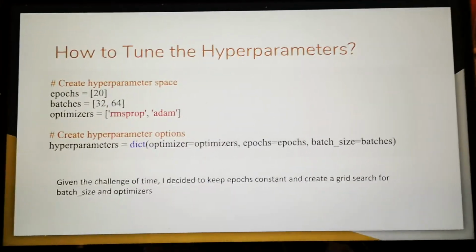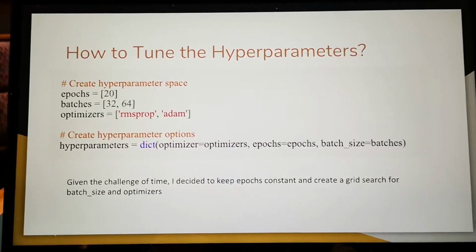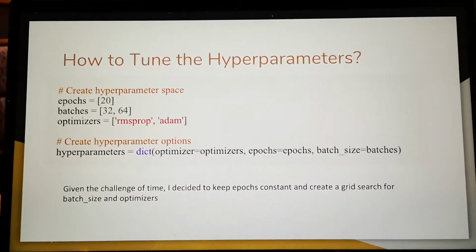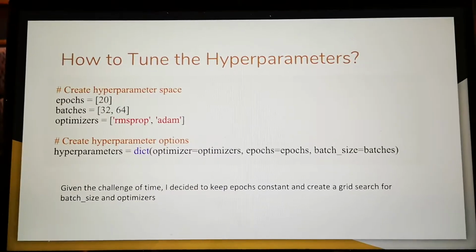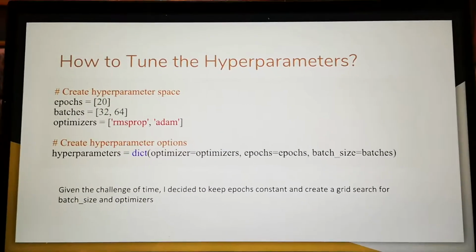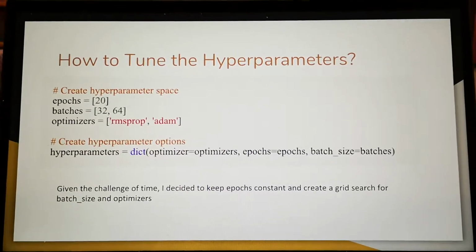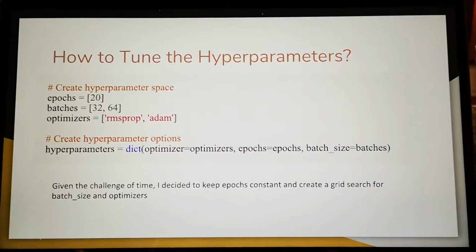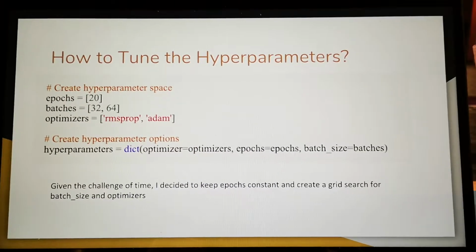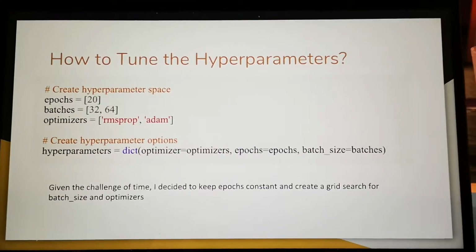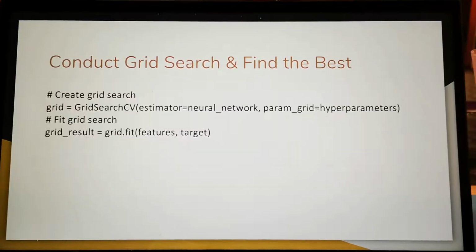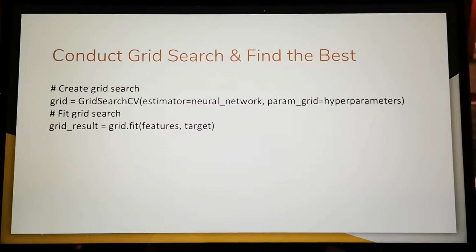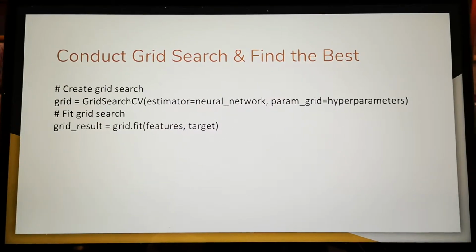Then, how do we tune the hyperparameters? We first need to create the hyperparameter space. Like here, we create the epochs, the batch size, and the optimizers, and then we have to create the hyperparameter options. Given the challenge of time, our team decided to keep epochs constant and create a grid search for batch size and optimizers. And the next step is to conduct the search and find the best result.